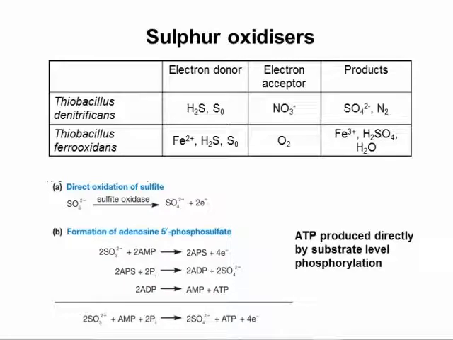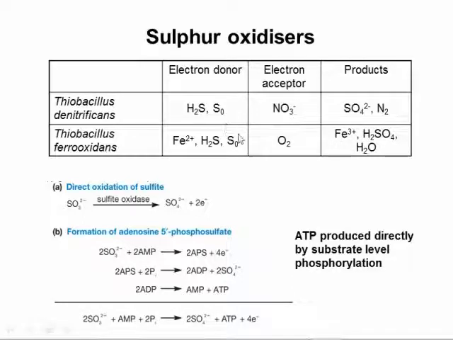Okay, sulfur oxidizers. This can occur aerobically or anaerobically. So anaerobically, Thiobacillus denitrificans, the electron donor is sulfide or molecular sulfur. The electron acceptor is nitrate. Thiobacillus ferrooxidans, if you've got iron and sulfide, these can be oxidized to ferric iron and sulfuric acid.